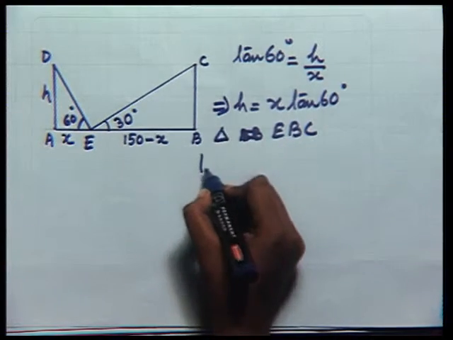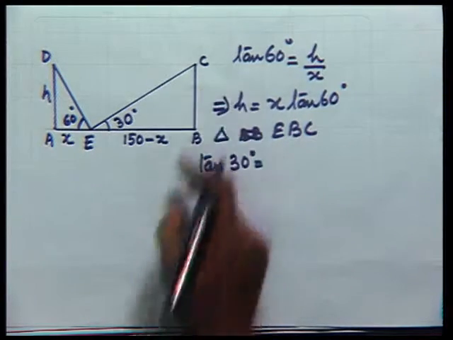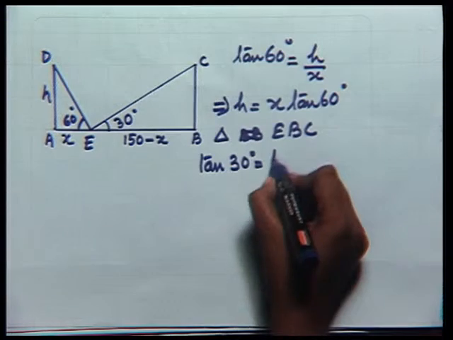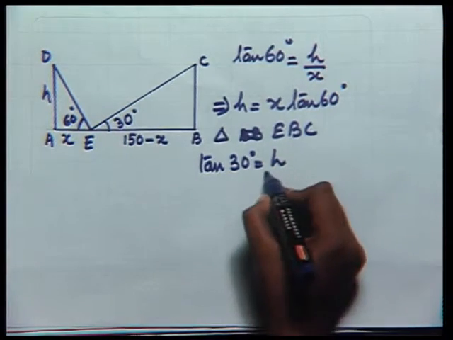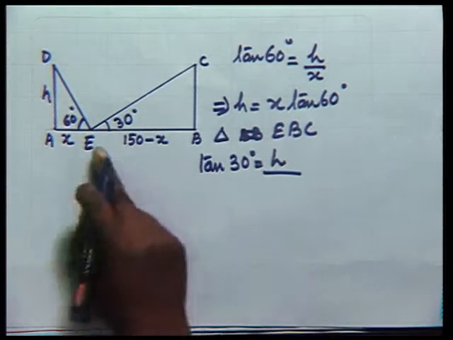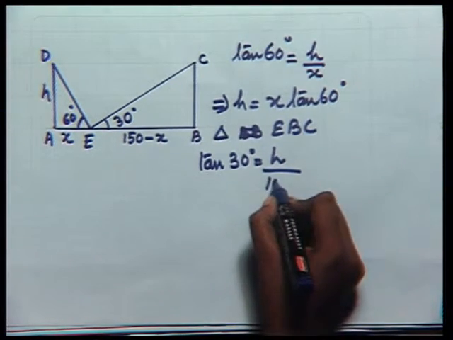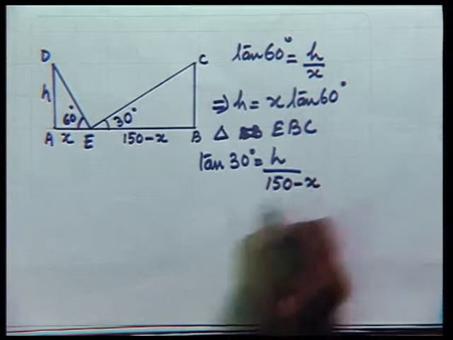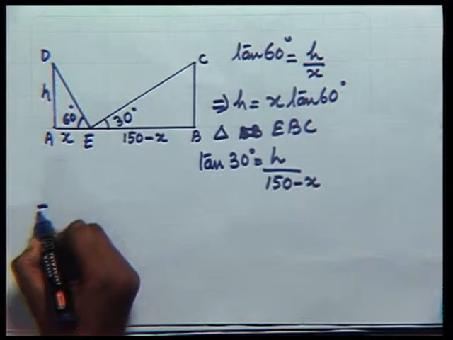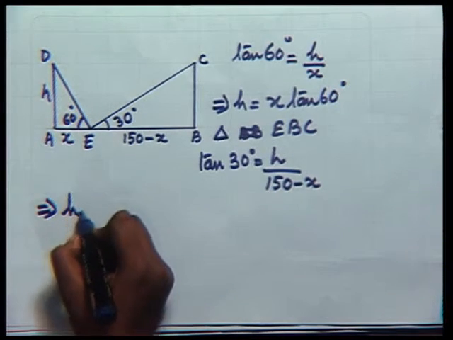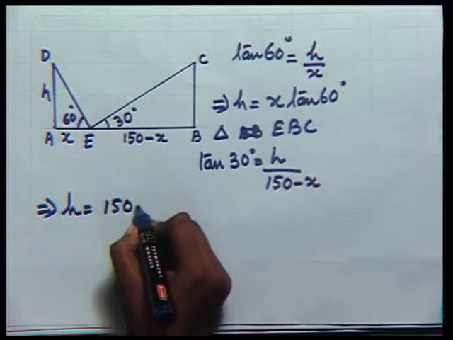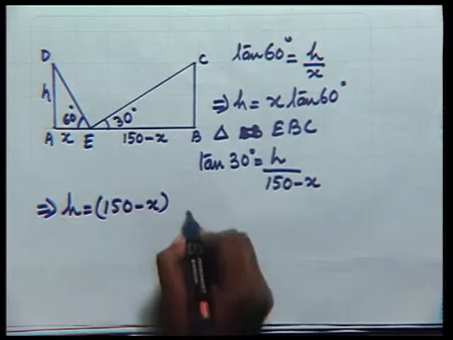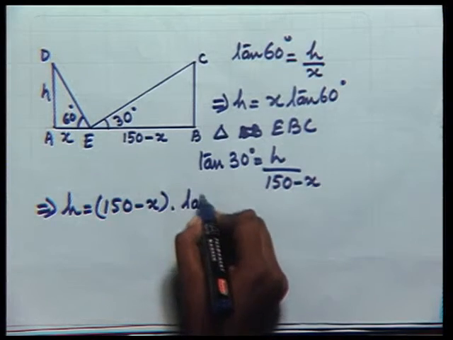we have tan of 30 degree is equal to the side BC, which we have already taken as h because BC is equal to AD, they are the heights of the poles. So, h upon this distance BE, that is 150 minus x meters, which gives us h is equal to, in this case, 150 meters minus x meters multiplied by tan 30 degree.